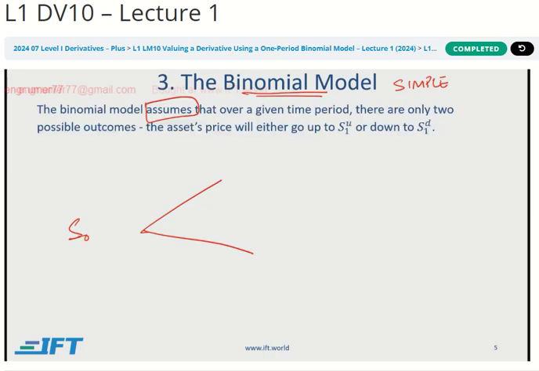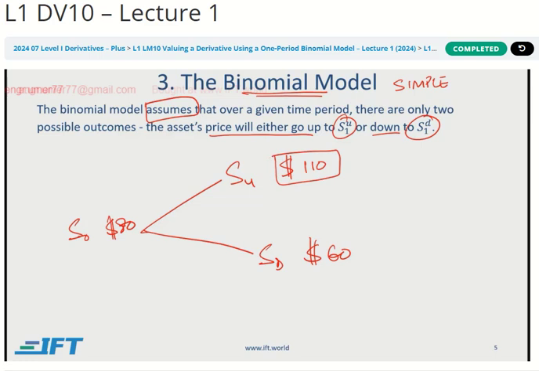It assumes that the stock price can either go up or go down. So let's say we have a current stock price of $80. This model assumes that either this can go up, so the up stock price can be 110, and the down stock price can be 60. So it not only assumes that the price will either go up to S up or go down to S down, but it even assumes the exact amount it will go up to and the exact amount it comes down to. So this is a very simple model which tells you that the stock price can either go up or come down, and if it goes up, it will go to this, and if it comes down, it will come down to this.